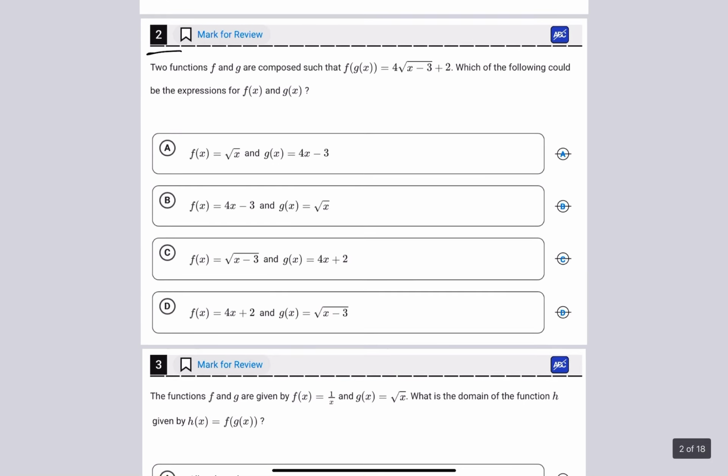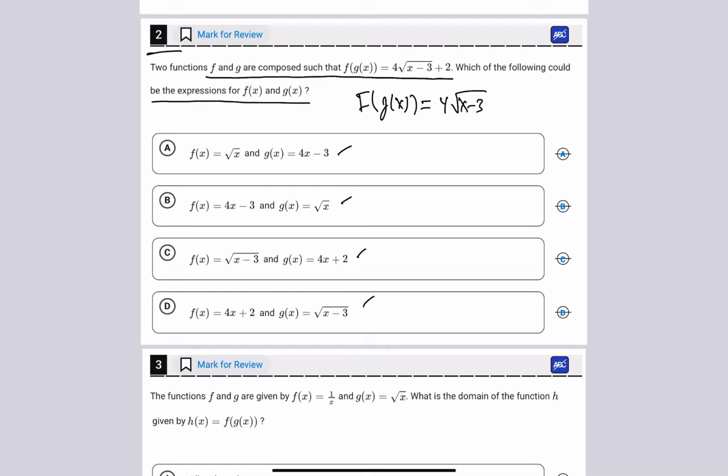Okay, question number 2. Two functions f and g are composed such that f of g of x equals 4 square root of (x minus 3) plus 2. Which of the following could be the expressions for f of x and g of x? So in this case, we just need to test every single option and see which option would give us f of g of x equals 4 square root of (x minus 3) plus 2.